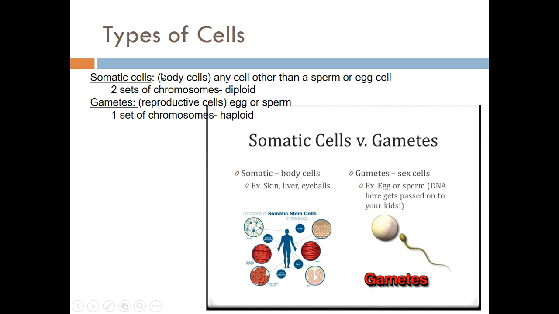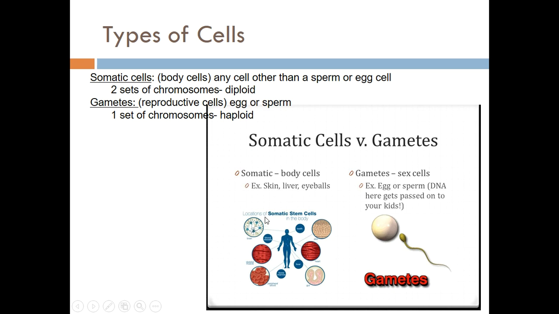In humans, we have 2 different types of cells. We have body cells. So these are all of the cells in our body other than the reproductive cells. So your skin cells, your heart cells, your hair, your teeth, your blood cells, muscle cells, all of those are called somatic or body cells. All of those have 2 copies of DNA, or they're called diploid, because we get 1 copy from our mom and we get 1 copy from our dad.